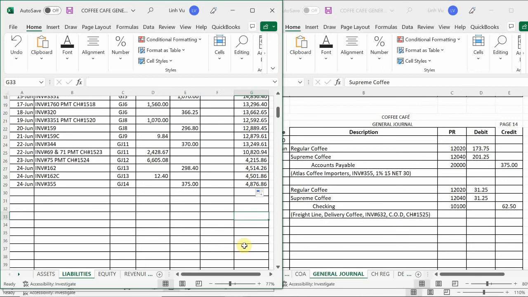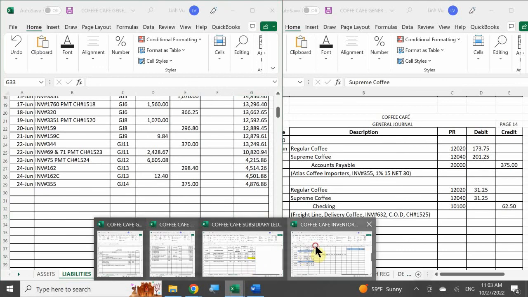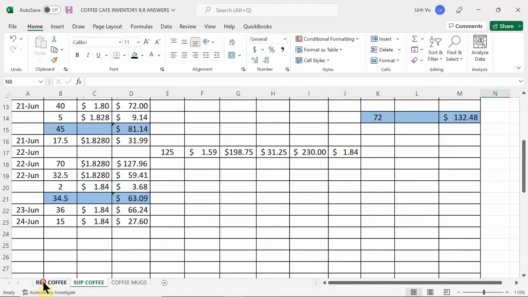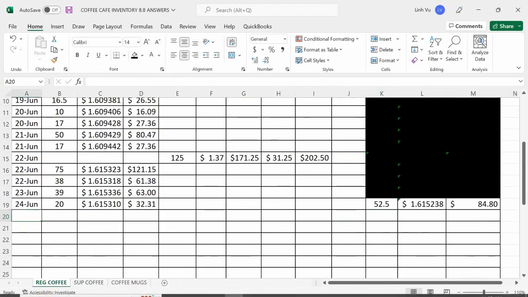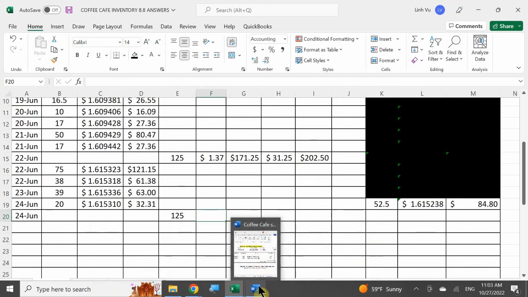Cost of goods. No, we didn't sell anything. Unless you're referring to the inventory worksheet. Yes. Okay, inventory worksheet. So regular coffee today is the 24th. We purchased 125 pounds. Do you know what the unit price was?